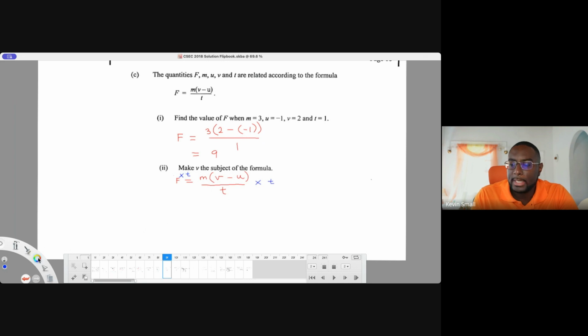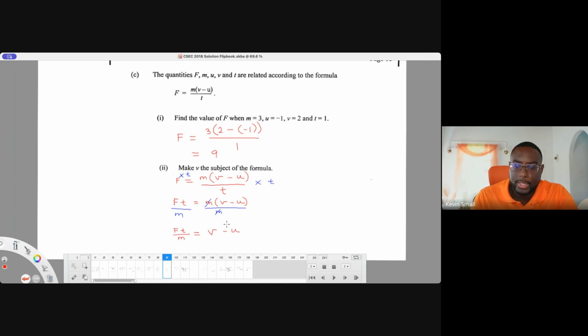So my next line is going to be F times T is equal to M bracket V minus U. Now I'm going to divide both sides by M. So divide this by M, divide this by M. The Ms cancel here, leaving me with just F T over M equals, I can remove these brackets now because they're not necessary, V minus U.